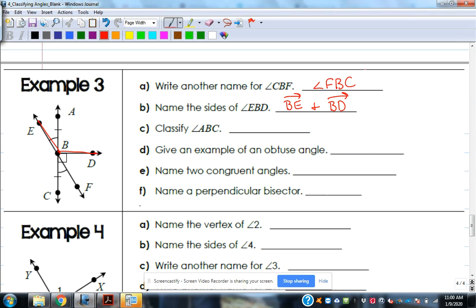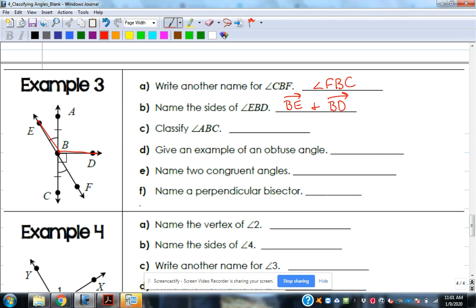See that in the diagram? But notice where it comes from in the notation of the name of the angle. The name of the angle is EBD. We've got a ray BD and a ray BE. You can get it out of the notation as well.